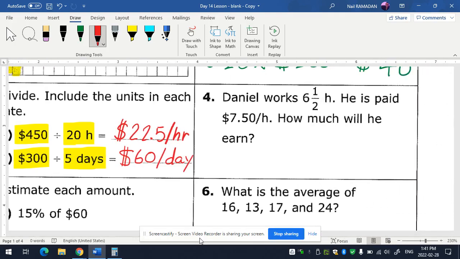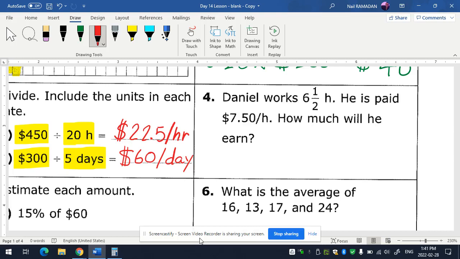Daniel works how long? 6.5 hours. See, like Sarah, they're actually using the H, not the HR. So apparently, this is the way this book is doing it. Both are good. So 6.5 hours. He is paid for every hour of work $7.50. How much total money will he earn?